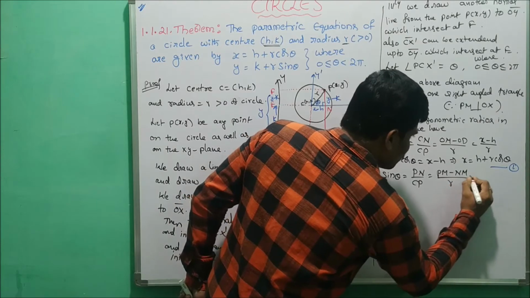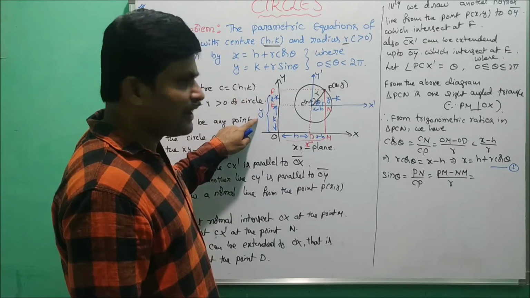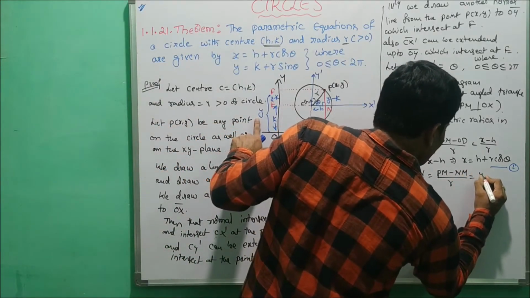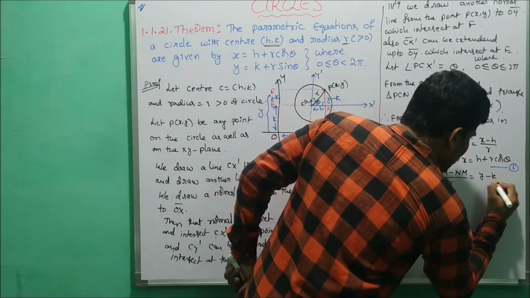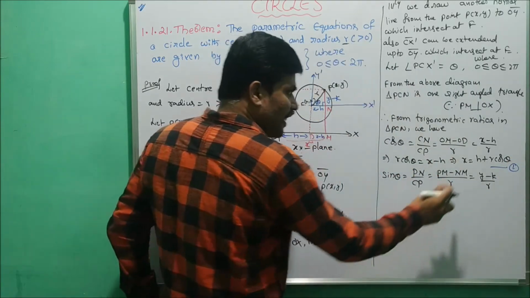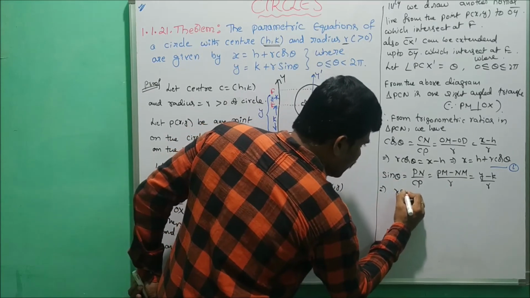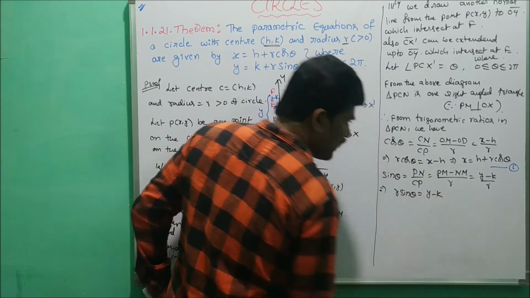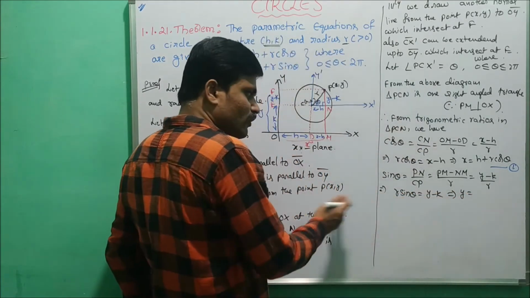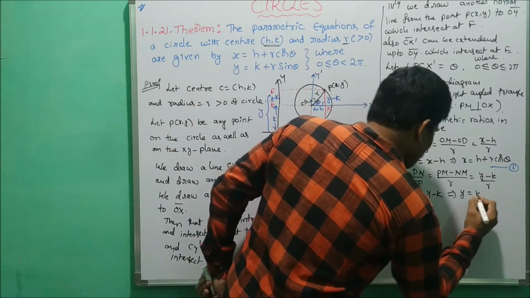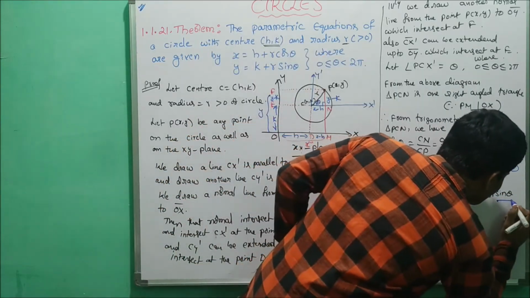CP is always equal to r. So here PM is always equal to OF, that is y. NM is always equal to OE, that is k. So sin theta equals y minus k by r. Now we take r to the left side: r sin theta equals y minus k. From this equation we get the value of y: we take minus k to the left side. Now we write y equals k plus r sin theta. So this is equation 2.